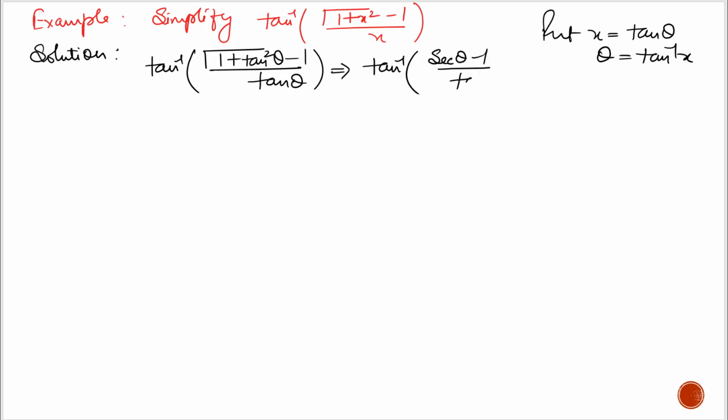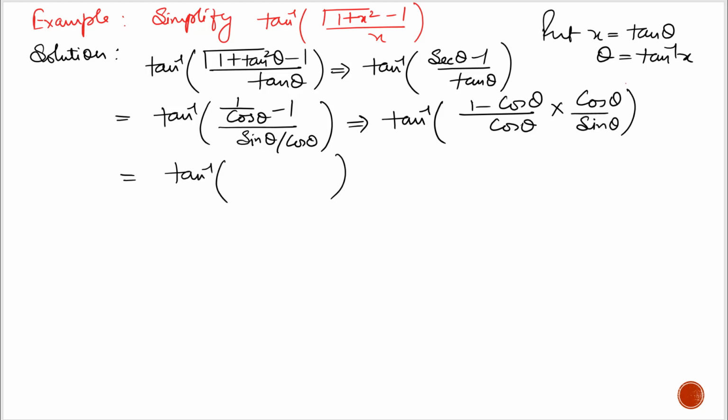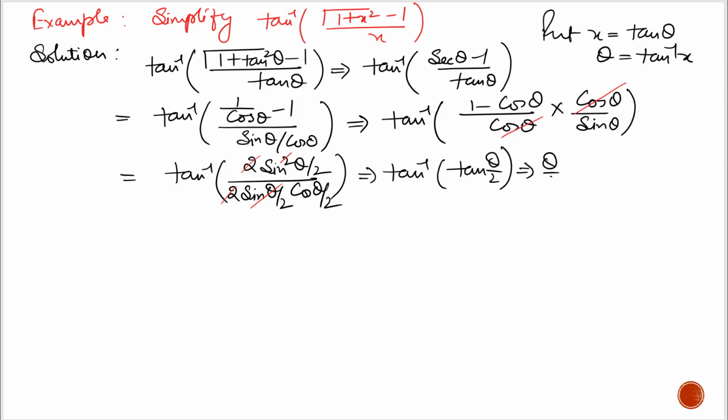Now change sec and tan into sin and cos. Tan inverse of (1 by cos theta minus 1) whole divided by (sin theta by cos theta). Which is equal to tan inverse of (1 minus cos theta) upon cos theta multiplied by cos theta upon sin theta. Cos cancels with cos. 1 minus cos theta is 2 sin square theta by 2. Sin theta is 2 sin theta by 2 cos theta by 2. 2 cancels with 2 and sin cancels with sin. And sin upon cos is tan theta by 2. Tan inverse tan theta by 2 is equal to theta by 2, which is equal to half tan inverse x.